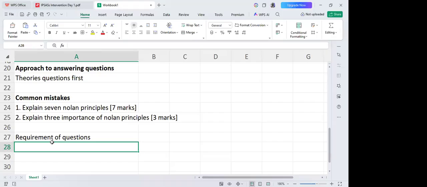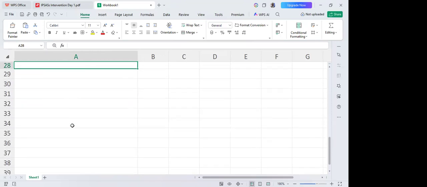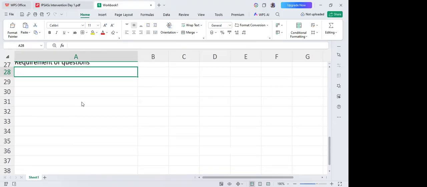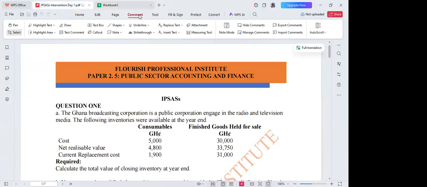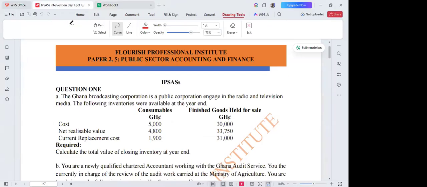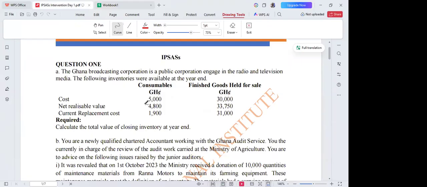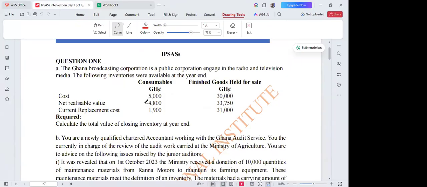So these are some few comments I'll make. Then we zoom into today's emphasis. Today, we're looking at the IPSAS. That's my emphasis for the day. So pick some of the IPSAS questions. We do a revision on what it is, what the rules are, then we zoom into the solution of it. So these are the questions we'll be looking at for today. We're looking at the IPSAS and we'll pick them one by one.